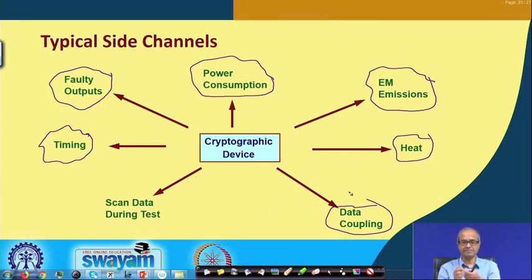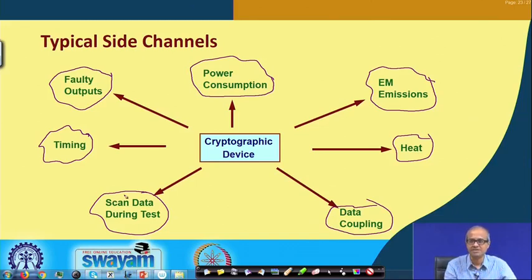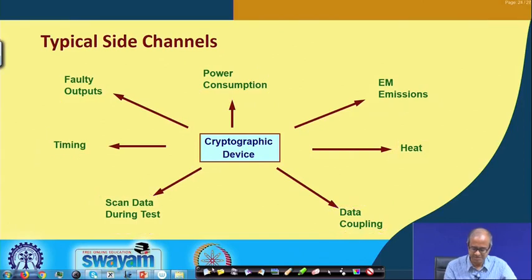Okay. And scan data during test, this is another thing. There are some additional signal pins that are kept in an IC chip that are helpful for testing the chip. During testing, those are required, but when you are not testing, even during that time some data are coming out of those pins. So, if you measure those signals, actually you are getting some information what is there. Okay. So, all these are typical side channels which people have explored, and there are a lot of research papers on these topics.